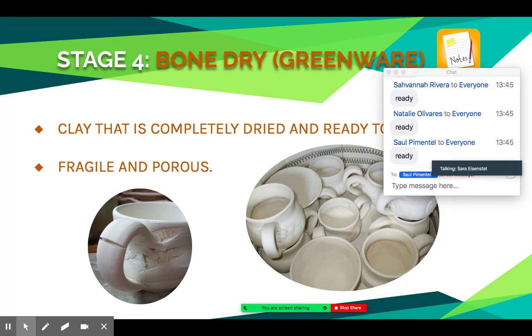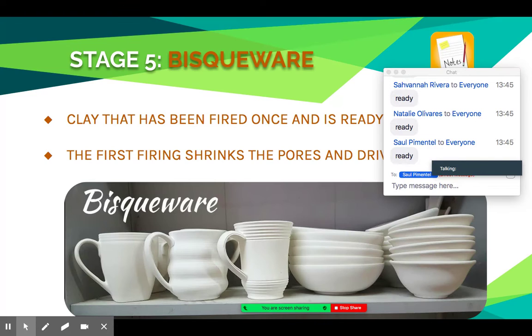So same thing with clay. At this stage, there's not a lot you can do. It's dry as a bone. It's ready for firing. So I put it into the kiln at about 1900 degrees, and I drive out all that extra water.